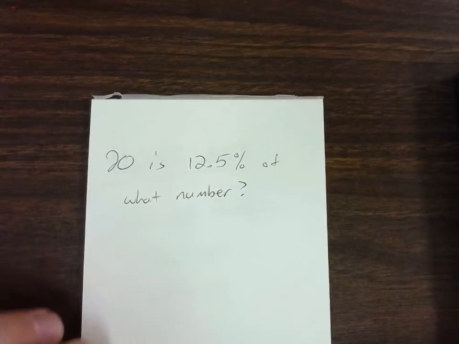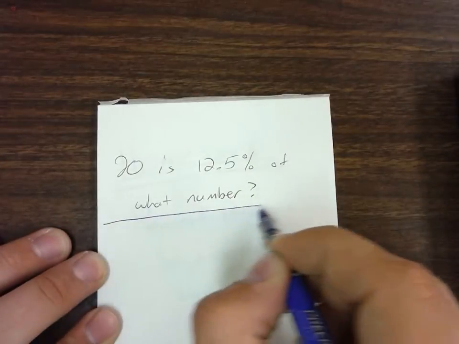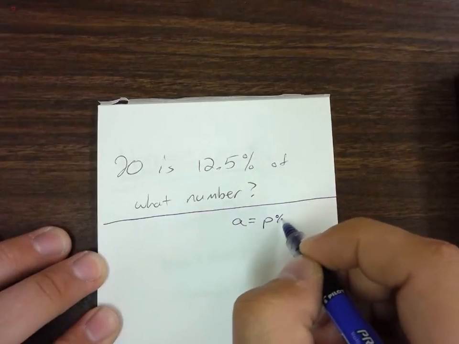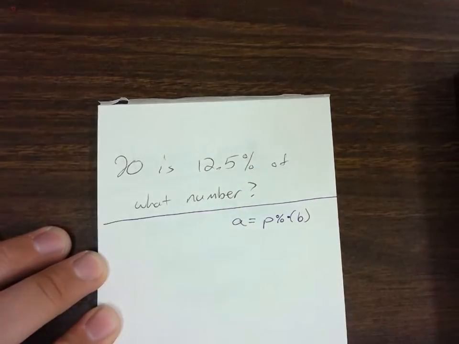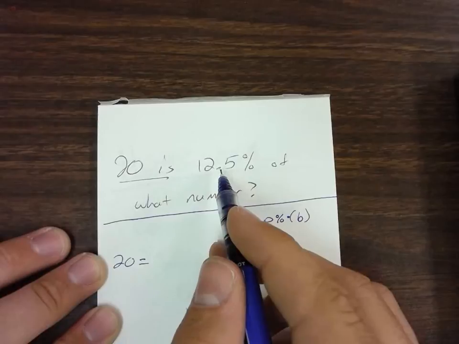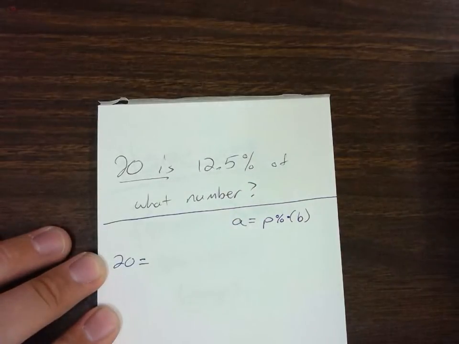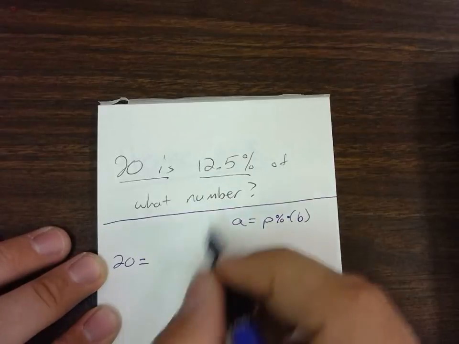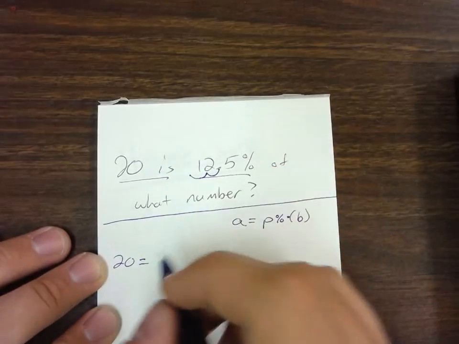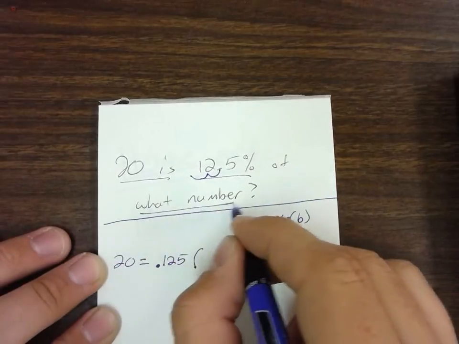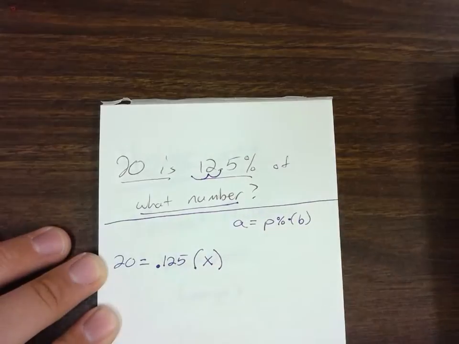Last one here. 20 is 12.5% of what number? Part equals the percent times the base, remember? So 20 is means that that's the part. 12.5% of what number? So 12.5% has to be turned into a decimal. I'm going to divide it by 100, which means I just move the decimal place 2 spots to the left. It's going to become 0.125 times of what number? So I don't know what that is. We're going to make that an X.